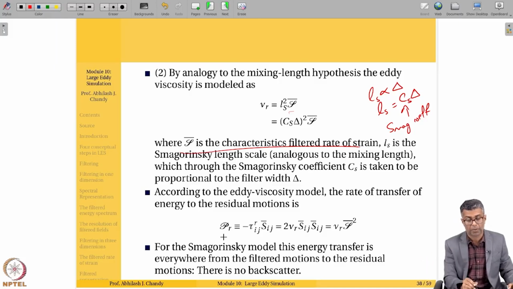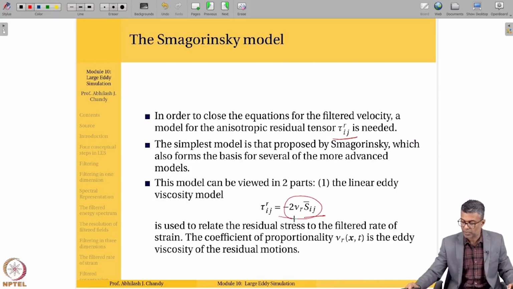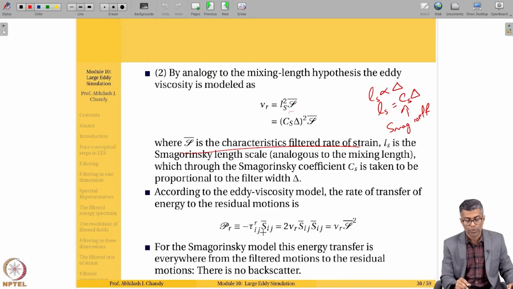Now, according to the eddy viscosity model, the rate of transfer of energy from the large scales to the small scales, P r as we called it, is minus tau ij r Sij bar. Instead of tau ij r, I am substituting this. So I get minus 2 nu r, and there would be a minus on the outside, so it becomes plus 2 nu r Sij bar Sij bar.